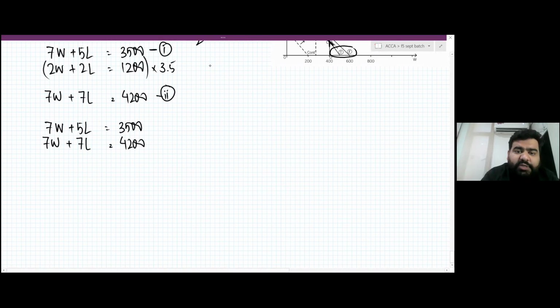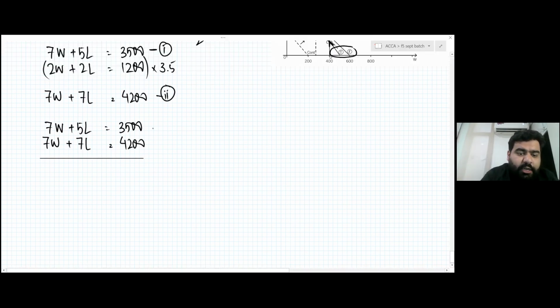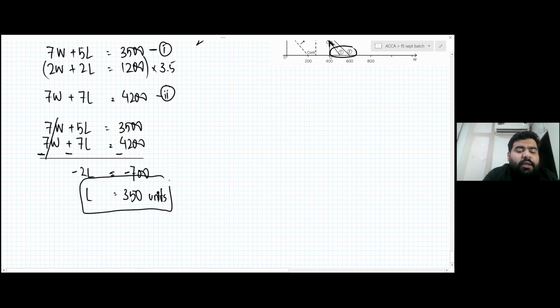So I am just calculating the number of units for W and L in the normal scenario. If it's subtracted, we'll subtract on all sides. It will be 0. It will be minus 2L is equal to minus 700. So L will be 350 units. So we come to know that for L, we'll make 350 units. So L we have calculated. Through this, we will calculate W as well, taking any of the equations. I'm taking equation 2, 7W plus 7L is equal to 4200. Just put the value of L to calculate the value of W.